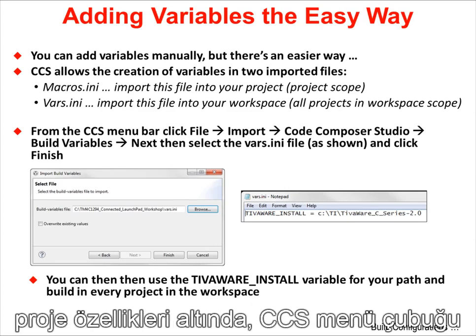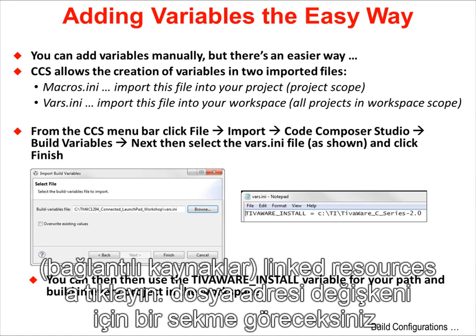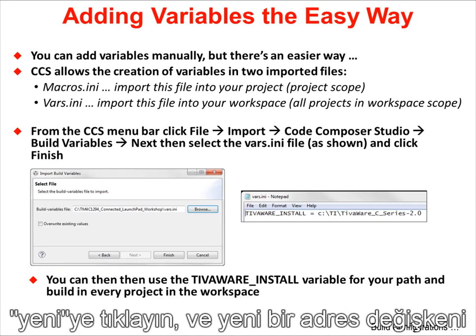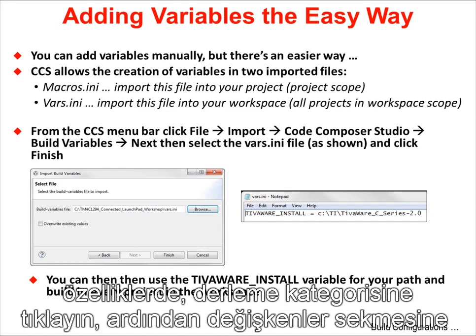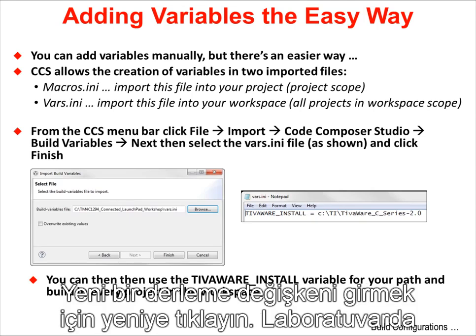On the CCS menu bar under Project, Properties, expand the Resource category and click on Linked Resources. You'll see a tab for path variables. Click New and add your new path variable. Again, in the Properties, click on the Build category and then click on the Variables tab. Click New to add a new build variable.